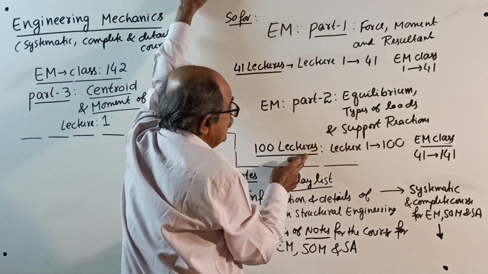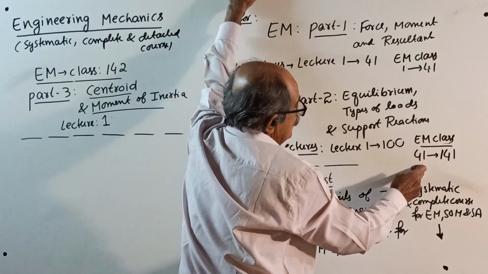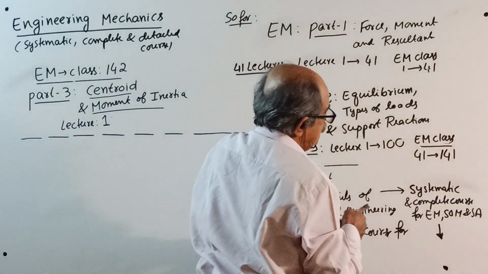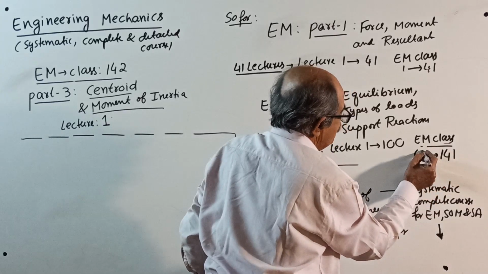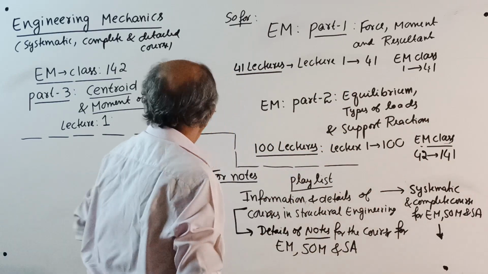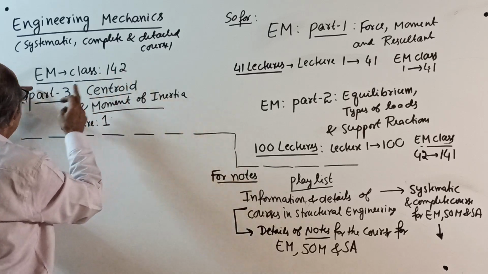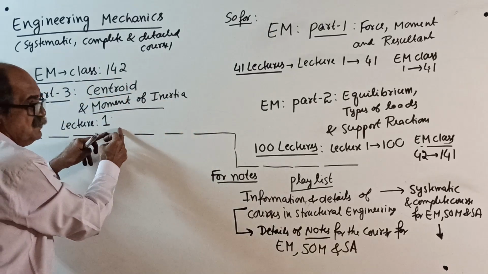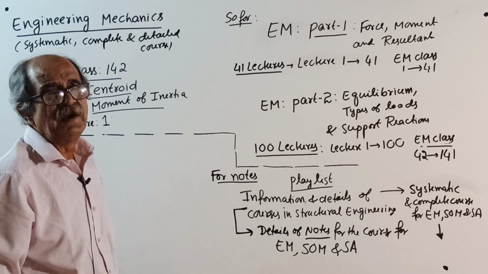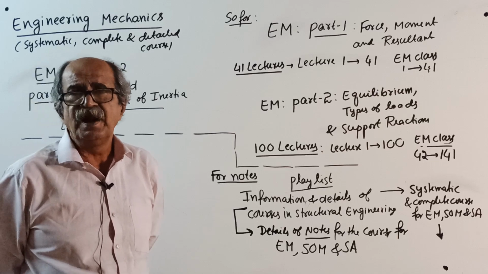See, the lecture number I give is based on the part. But the class number will continue, not 41, 42. It is 42 to 141. Now, Engineering Mechanics class 142, part 3, lecture 1. This will go further. I think for centroid and moment of inertia, the number of lectures will surely touch around 100.